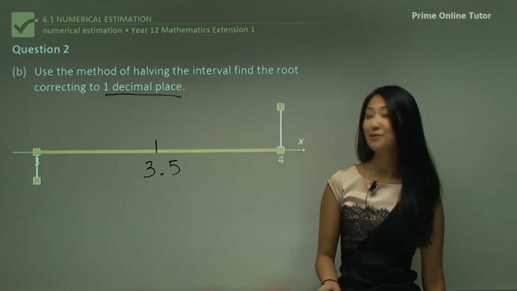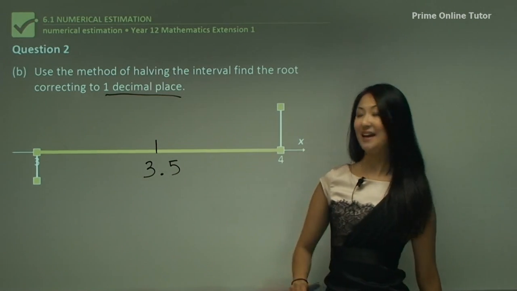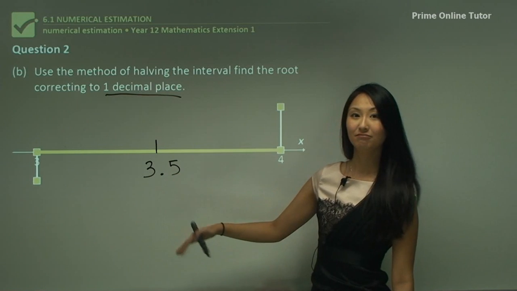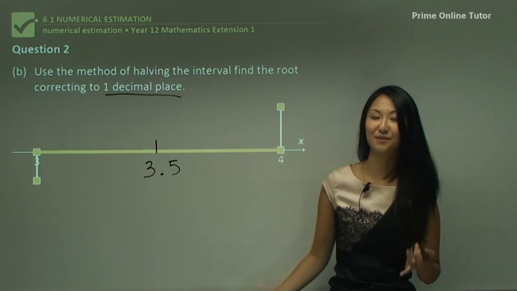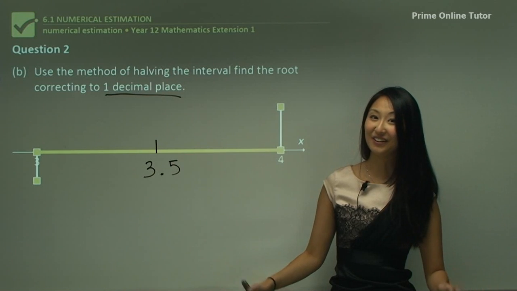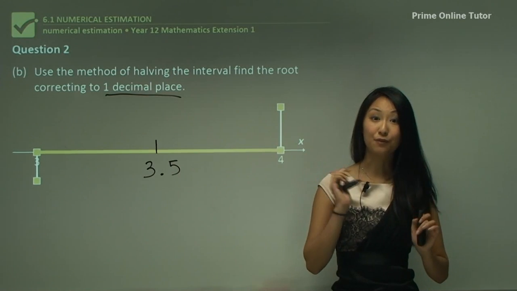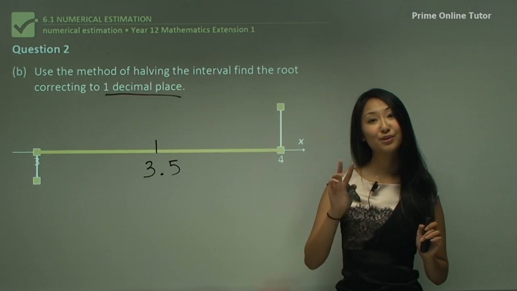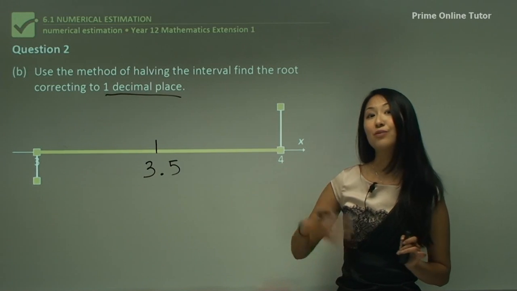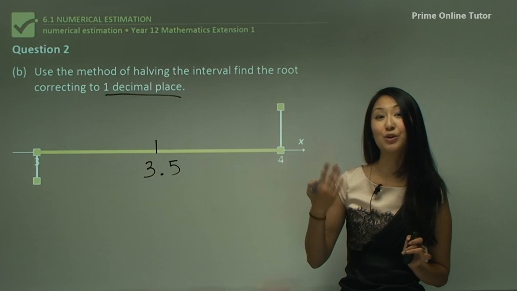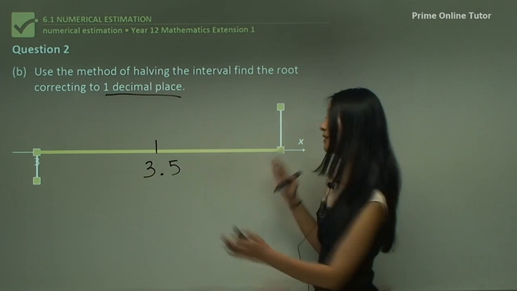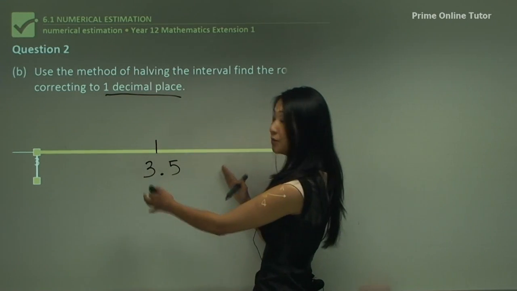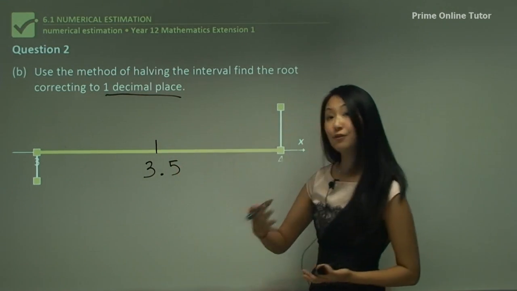Some people might think, oh, well, that's 1 decimal place. So once we found that it's between 3.5 and 4, and since one of them has 1 decimal place, that's all we need to do. No, definitely not. What that one decimal place refers to is you need two intervals that round to the same number correct to one decimal place.